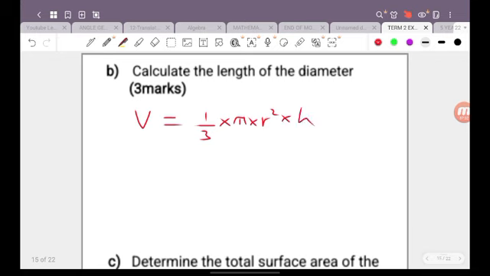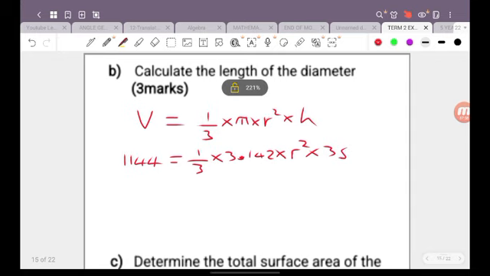All right, and since we're told that the volume was 1,144 cubic centimeters, we then know that this is 1/3. We know that pi is equal to 3.142. Obviously, we do not know the radius, so we're going to leave that as r squared, and we know that the vertical height here is 35. So 1144 is going to be equal to, we can just multiply all the top numbers: 1 by 3.142 times 35, and then divide that by 3.